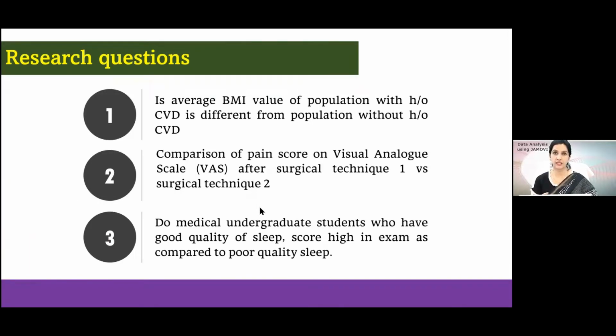The third type of research question could be: do medical undergraduate students who have good quality of sleep score higher in exams as compared to those with poor quality of sleep? In this case also, you can see that the percentage of marks obtained is a continuous variable, and the two levels are good quality of sleep and poor quality of sleep, and these levels are of a categorical variable. So in all these research questions, what have you observed?